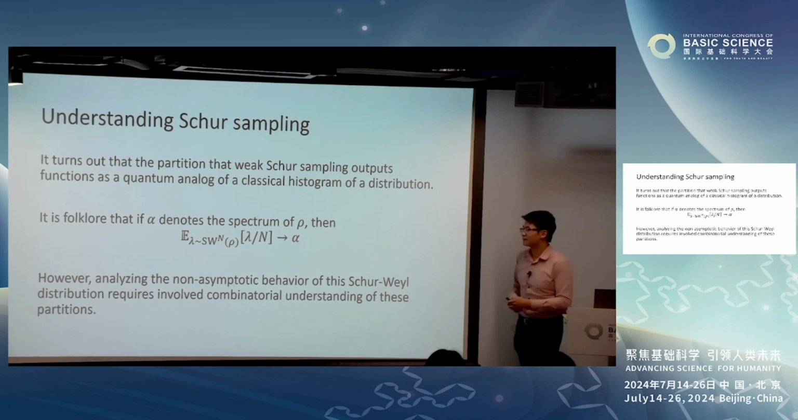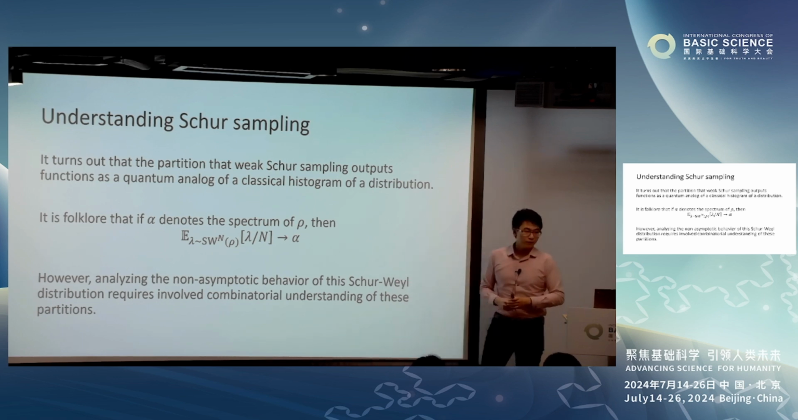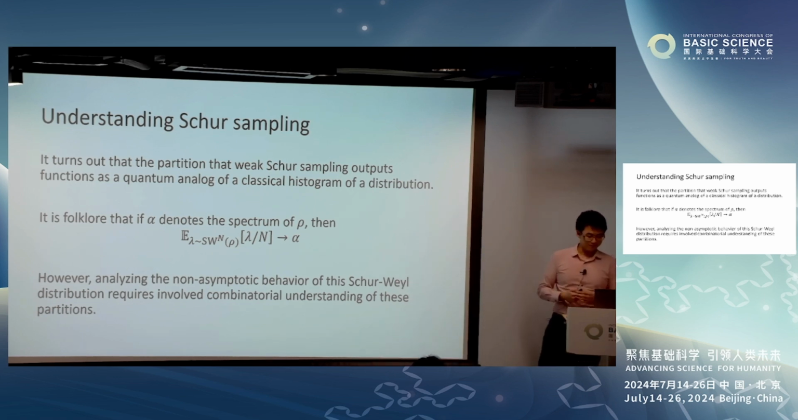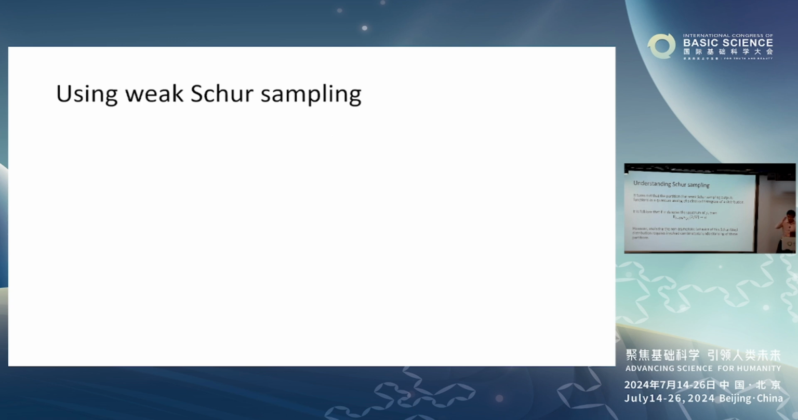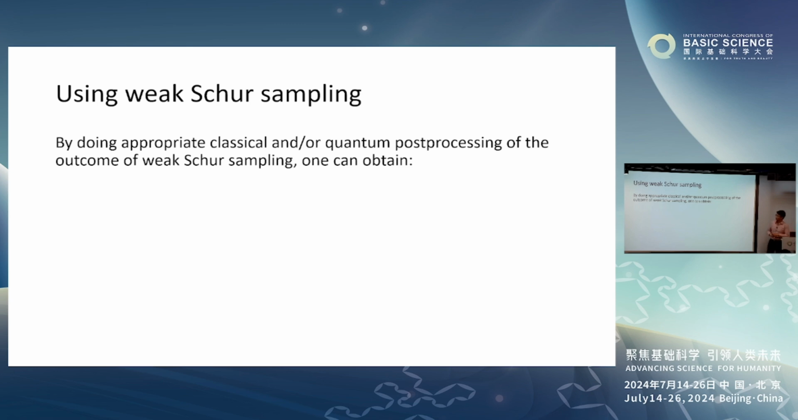But analyzing the non-asymptotic behavior of this requires a combinatorial understanding of these partitions and how they behave, and I'm not really going to talk too much about this. But if you're interested, you can see John Wright's thesis. He has a really great exposition of these sorts of things. And by doing a lot of work after weak Schur sampling, but still using it as a base, you can use these ideas to obtain the right rates for a number of problems.